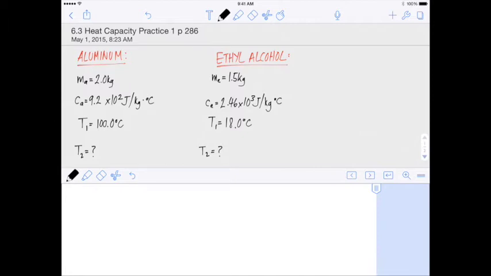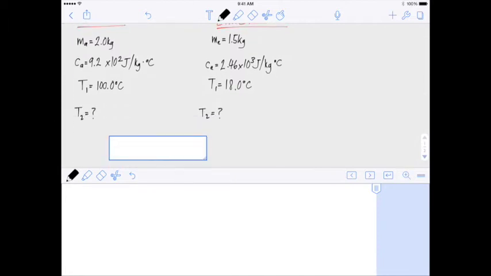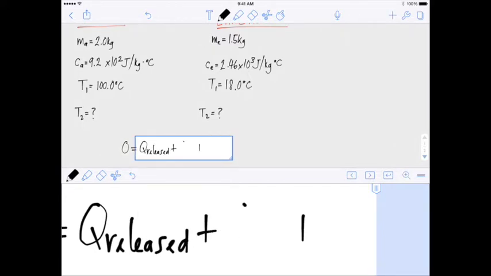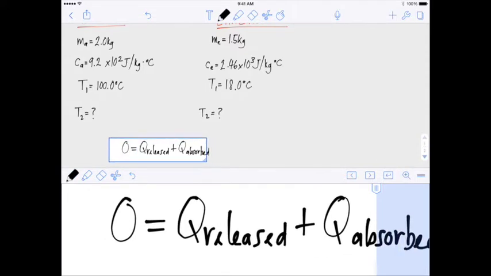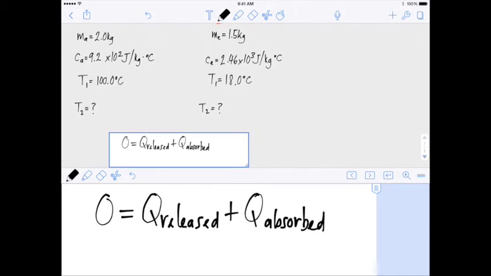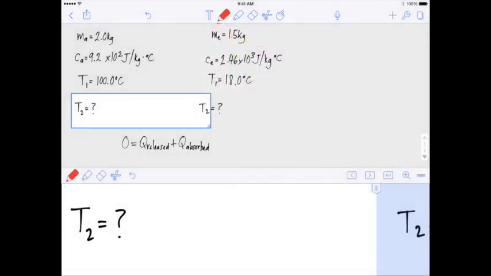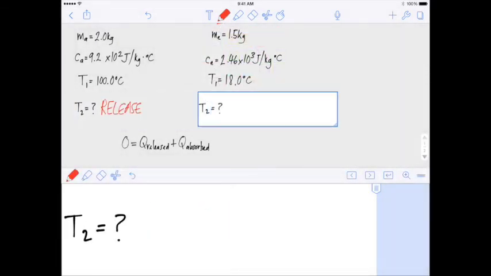In order to do so, we're going to have to use the principle of heat exchange, which states that the energy released plus the energy absorbed is equal to 0. So let's sub in these quantities using the variables that were given. We know that the aluminum will be releasing energy, and we know that the ethyl alcohol will be absorbing energy.